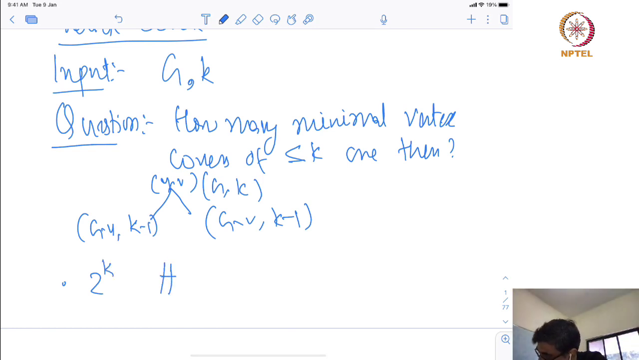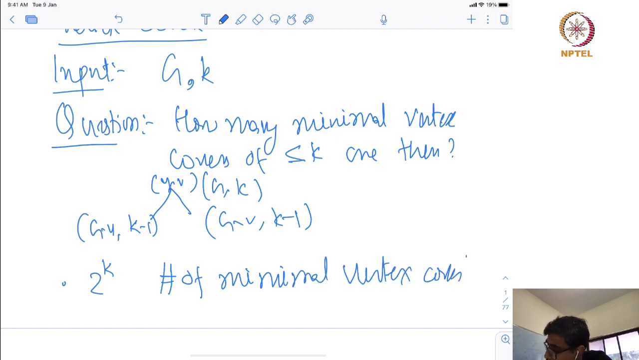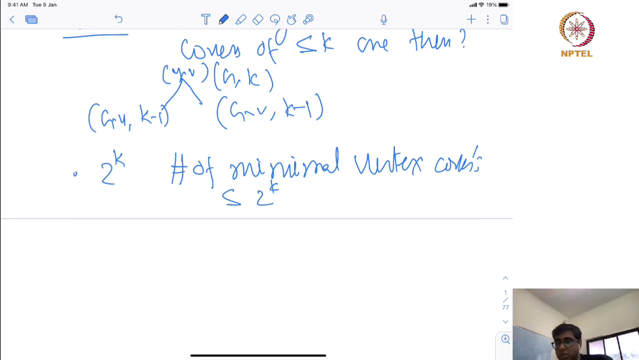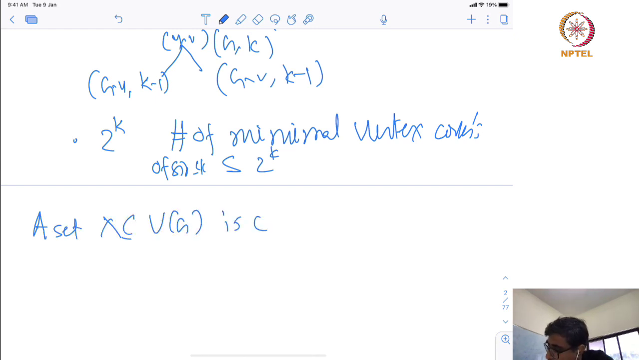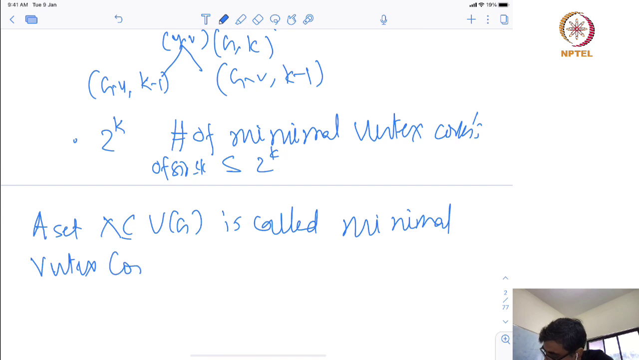So the number of minimal vertex covers of size at most k is at most 2 power k. Now you may ask, what is a minimal vertex cover? So of course, a minimal vertex cover of size at most k. A set X subset of V(G) is called a minimal vertex cover of size at most k.